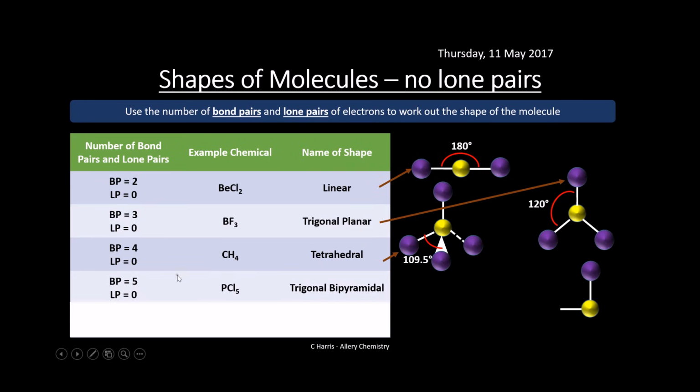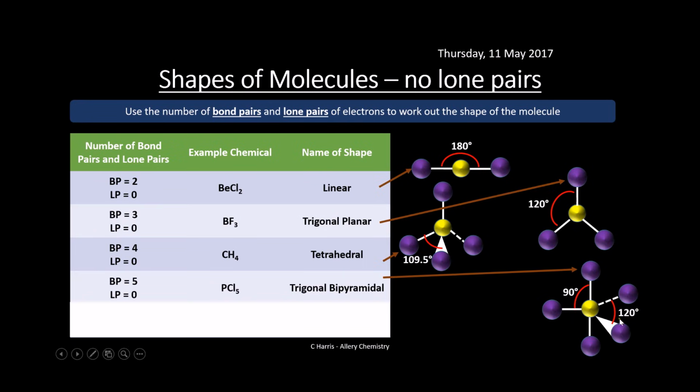Okay, the next one. This one's 5 bond pairs, no lone pairs. This is called trigonal bipyramidal. Again, look at the shape of it. We have 3. We have a triangle bit here in the middle. That's 120. It's basically just this tipped on its side. And then we have 2 polar atoms, top and bottom. The bond angle between the polar atoms and the trigonal planar bit is 90 degrees.